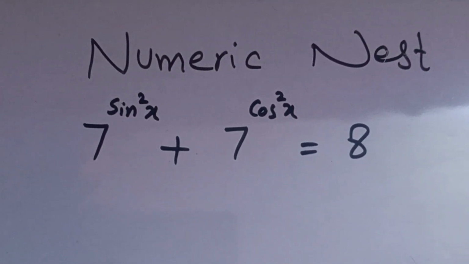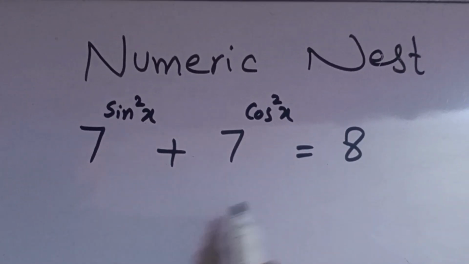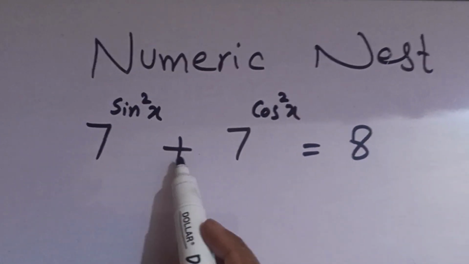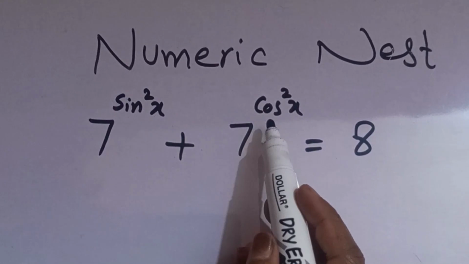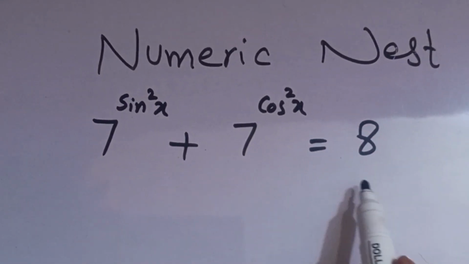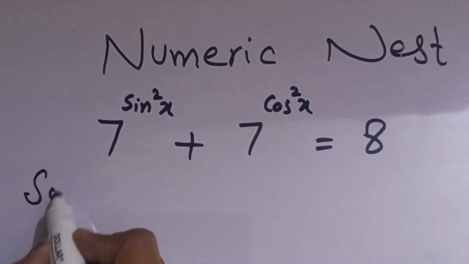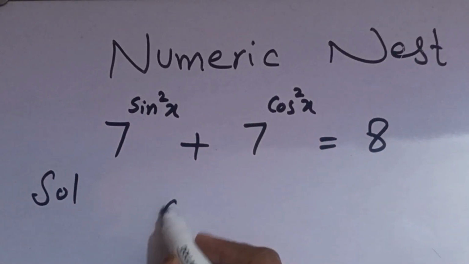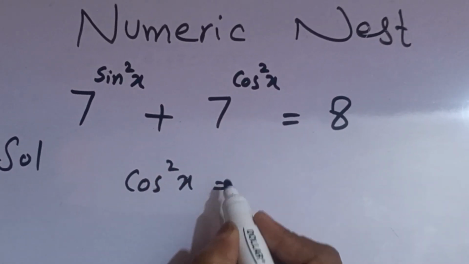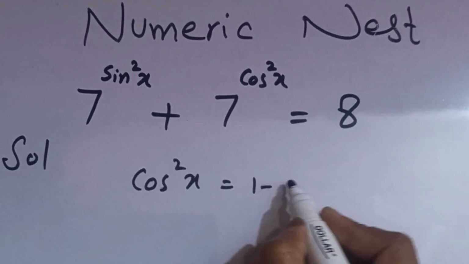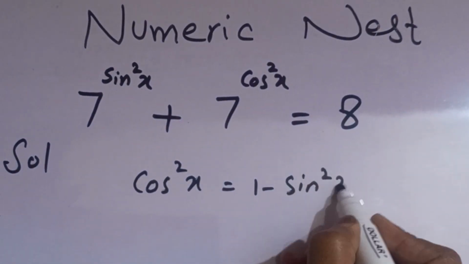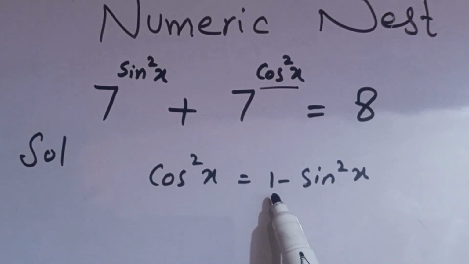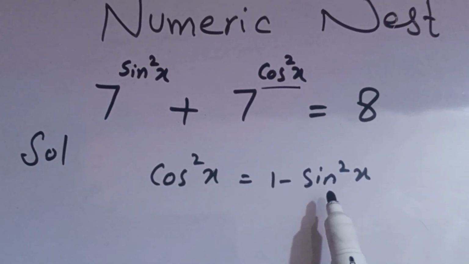In this video, we are going to solve this question for x: 7 raised to the power sine square x plus 7 raised to the power cos square x is equal to 8. So let's start. In the first step, we use this identity: cos square x is equal to 1 minus sine square x. So we replace cos square x by 1 minus sine square x.